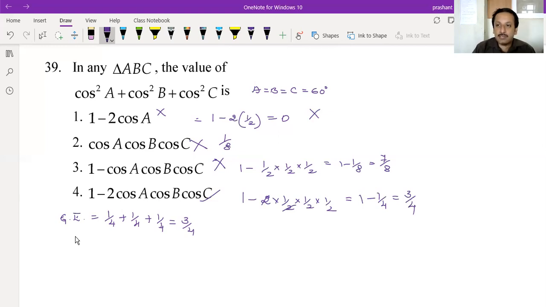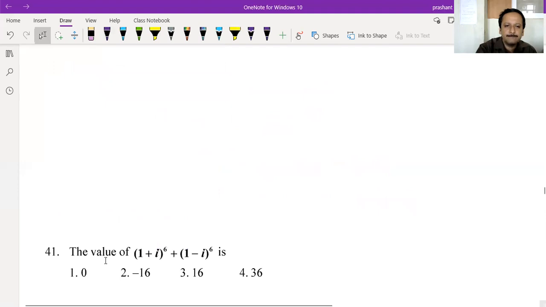Now you might think, sir, suppose more than one option gives you 3 by 4, then what? Then you have to consider another triangle. Instead of 60, 60, 60, you can take 45, 45, and 90. Then substitute in that way, and you can get the answer. Or 30, 60, 90. You substitute any values such that the sum of the angles of the triangle is equal to 180 degrees. That you have to take care.